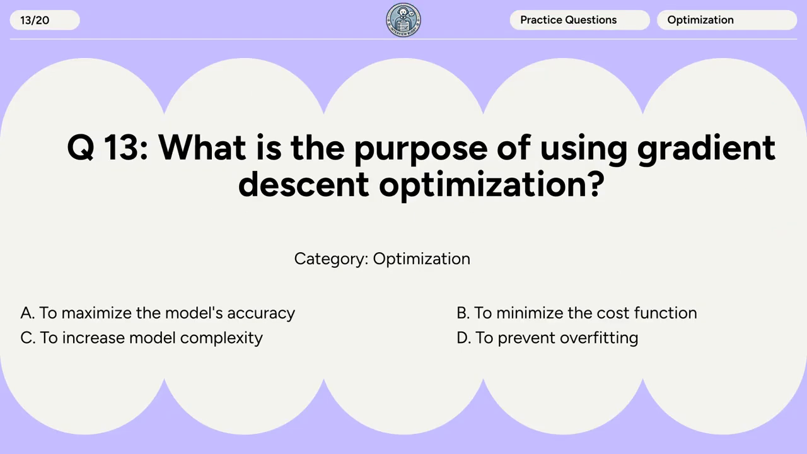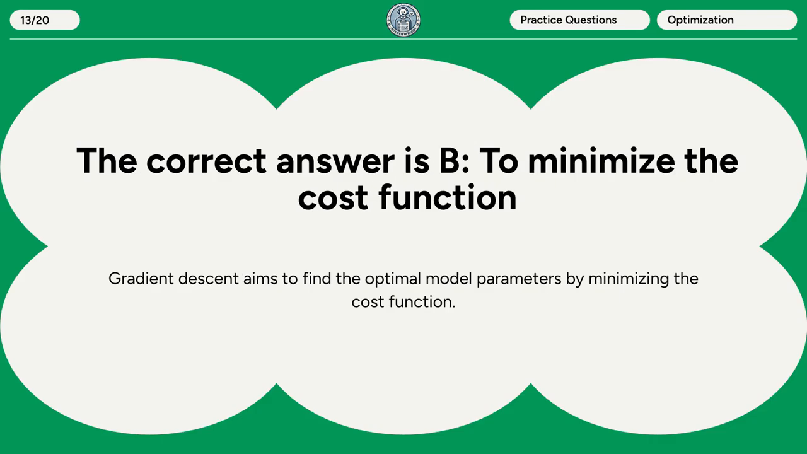Question 13. What is the purpose of using gradient descent optimization? A. To maximize the model's accuracy. B. To minimize the cost function. C. To increase model complexity. D. To prevent overfitting. The correct answer is B. To minimize the cost function. Gradient descent aims to find the optimal model parameters by minimizing the cost function.